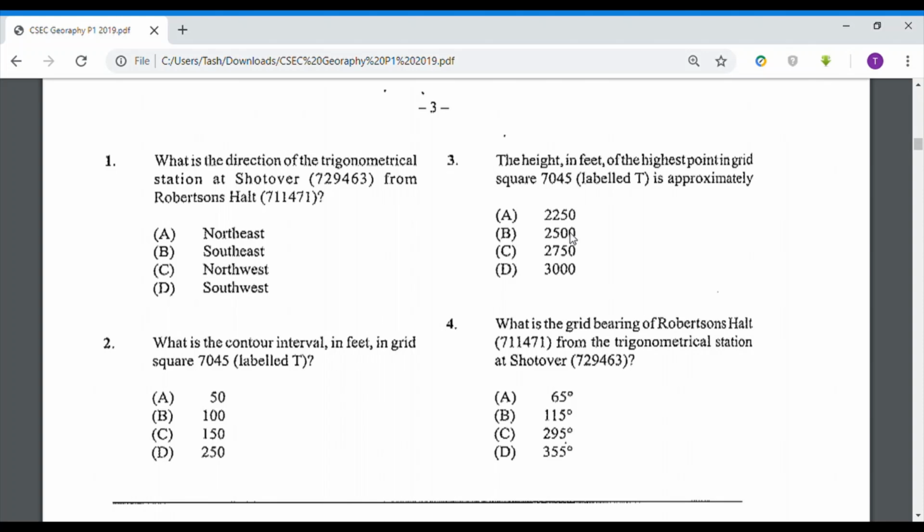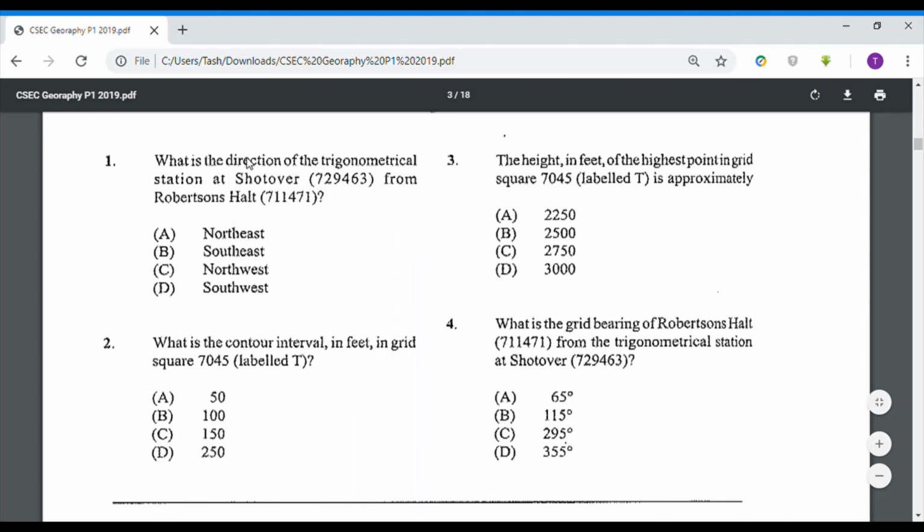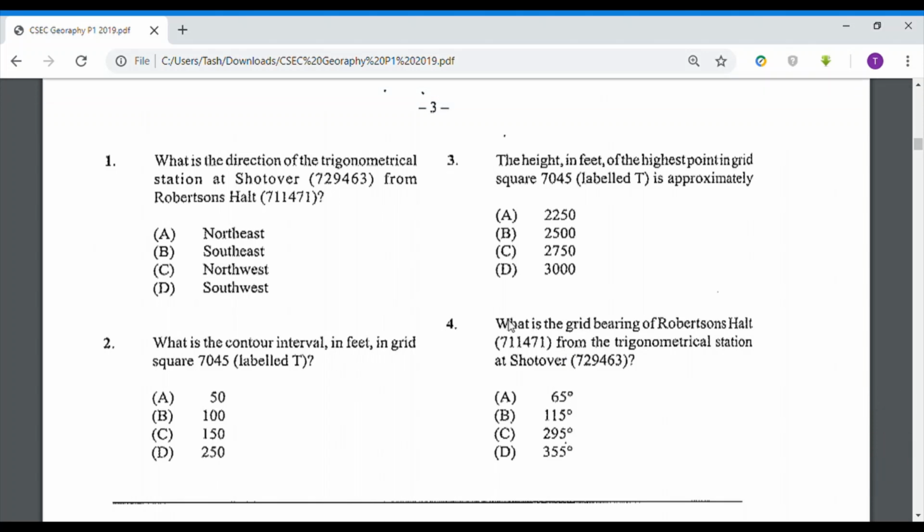Number 4, what is the grid bearing of Robertson's Halt from the trigonometrical station at Shotover? Notice they switch these. So number 1 was asking you from Robertson's Halt. Number 4 is asking you from the trig station. So let's figure this out for a second. If we know already that our answer over here was southeast, and they're asking us for the opposite direction, the opposite cardinal point for southeast would have been northwest.